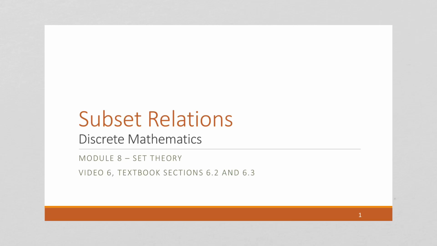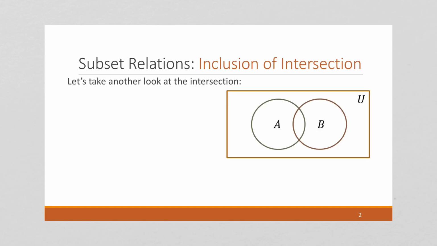In this video, we're going to talk about subset relations. In other words, how various subsets are related to each other and to sets. So we're going to start by talking about the inclusion of intersection. So we're talking about an intersection right now.